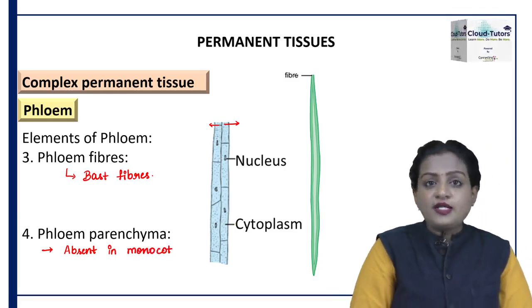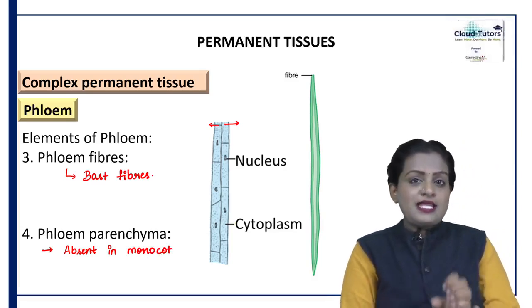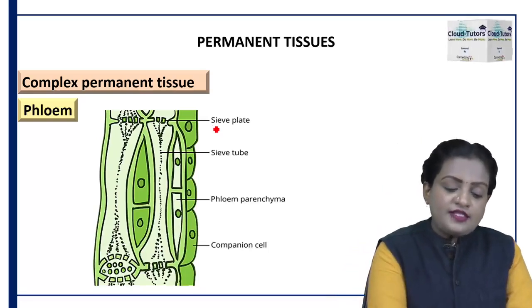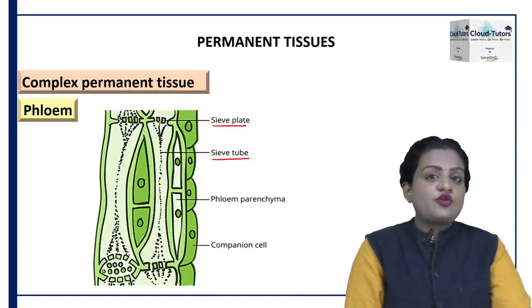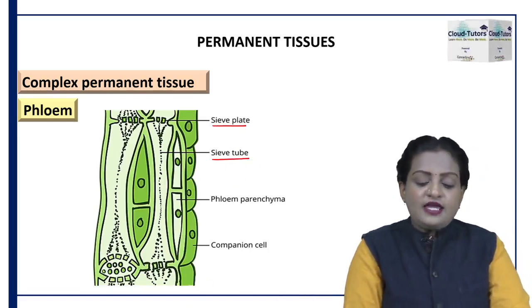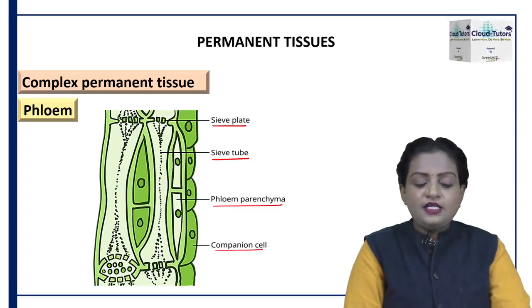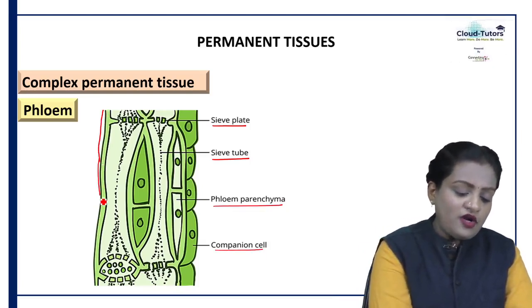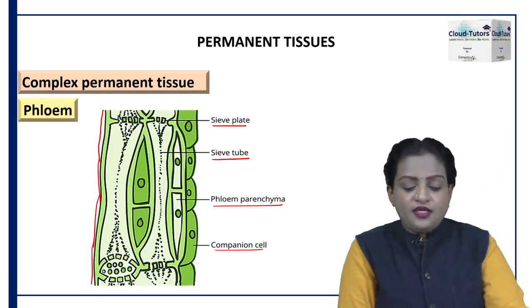Monocotyledonous plants do not have phloem parenchyma. So if you see all the elements of phloem together, this is how they look. We have a sieve plate between two sieve elements, sieve tube wherein cytoplasm can be seen. We have phloem parenchyma. We have companion cells helping, and fibers will be here in case of dicots. In case of monocots, they will be absent.